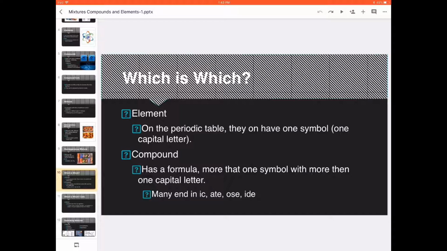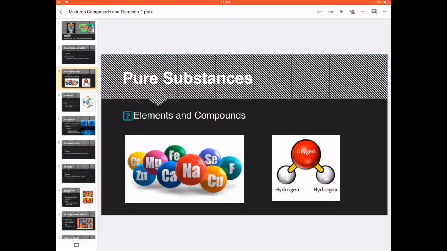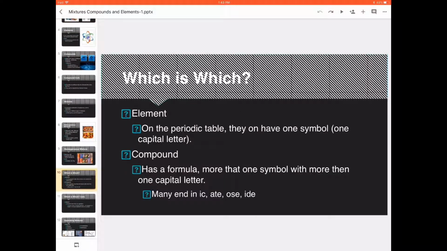So which is which? If you're looking at the periodic table, you can tell that each one of these is an element and they all have one symbol. It has one capital letter. Some of these, if we go back and take a look here, have a capital letter and a lowercase letter, but you notice that they only have one capital letter. So that means it's an element.